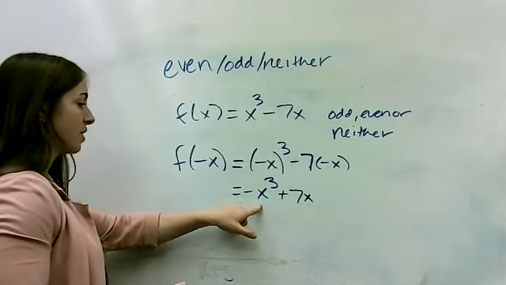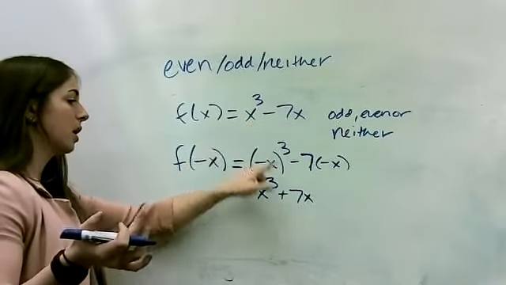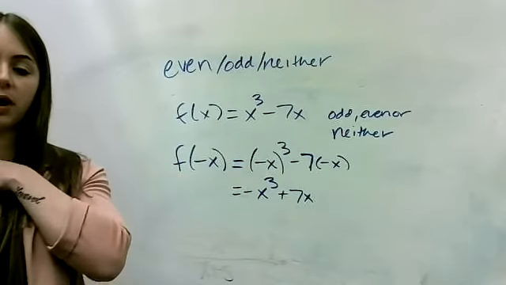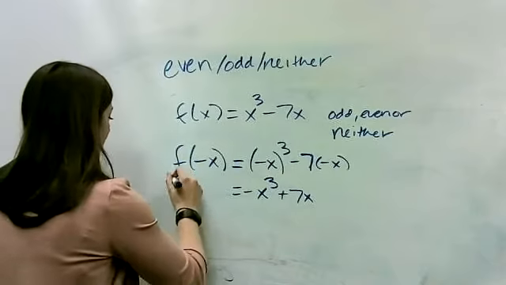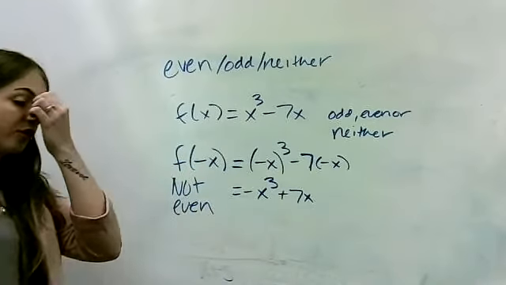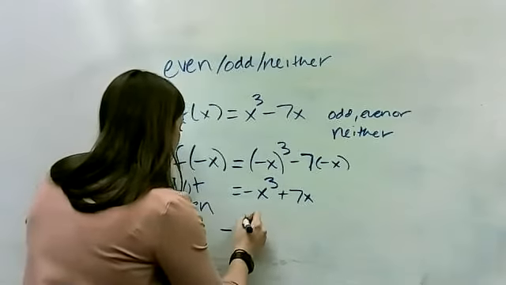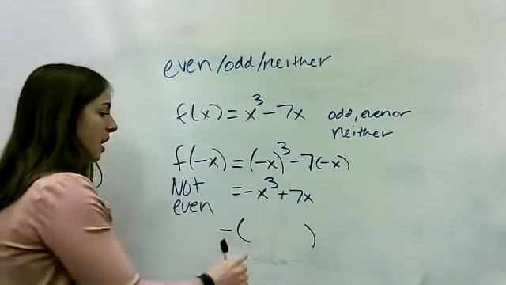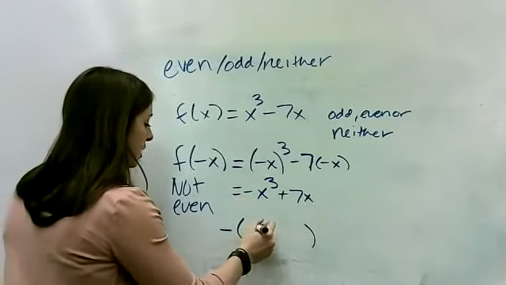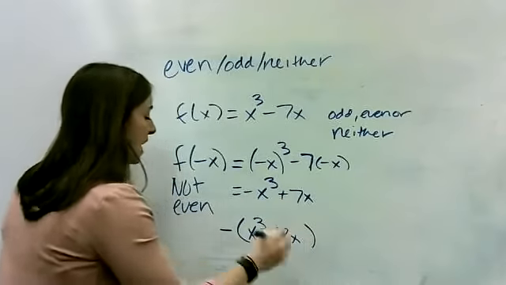So I have negative x cubed versus a positive x cubed. Already I'm saying, no, it's not the same. But also a positive 7 versus a negative 7. So what I have is not exactly what I started with. That tells me not even. From there, we want to factor out a -1. I'm going to factor out this -1 and change both of these signs, because negative divided by negative becomes a positive, and positive divided by negative becomes a negative.